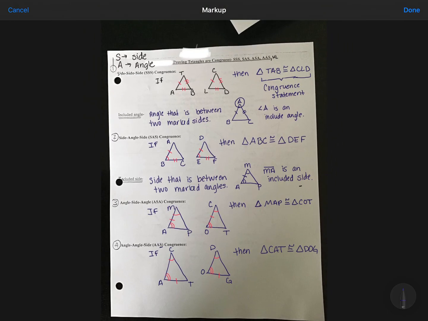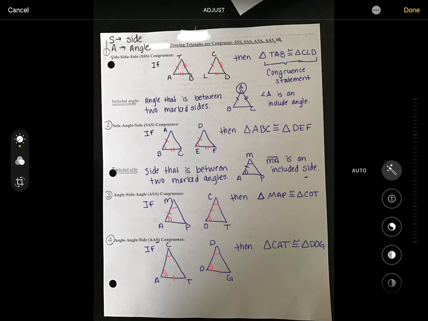Number 5 is on the back. That uses the HL. H is for hypotenuse, L is for leg. So I wonder what kind of triangle has a hypotenuse and a leg. That's what we're going to talk about next. All right, so now we're going to flip our paper over.